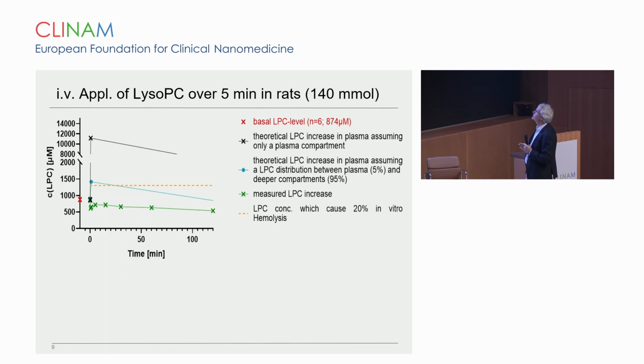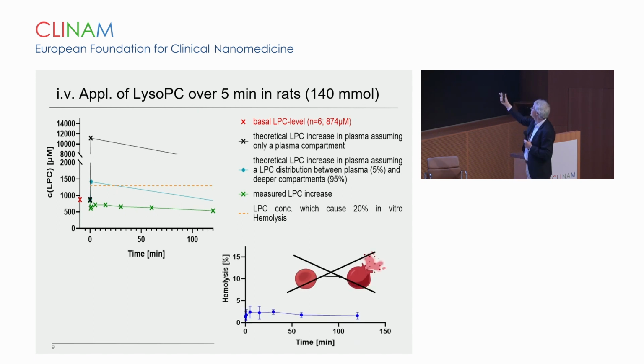And this was surprising. There was a reduction in Lyso-PC after we gave this Lyso-PC of about 1/3, and after that it was stable. But what you can see is that the concentration of Lyso-PC in the plasma, even though we gave a huge amount of Lyso-PC, is low, and therefore there was absolutely no hemolysis.